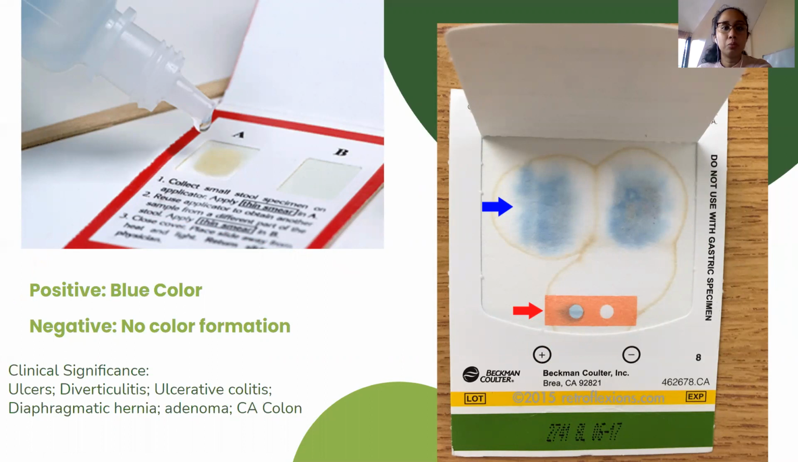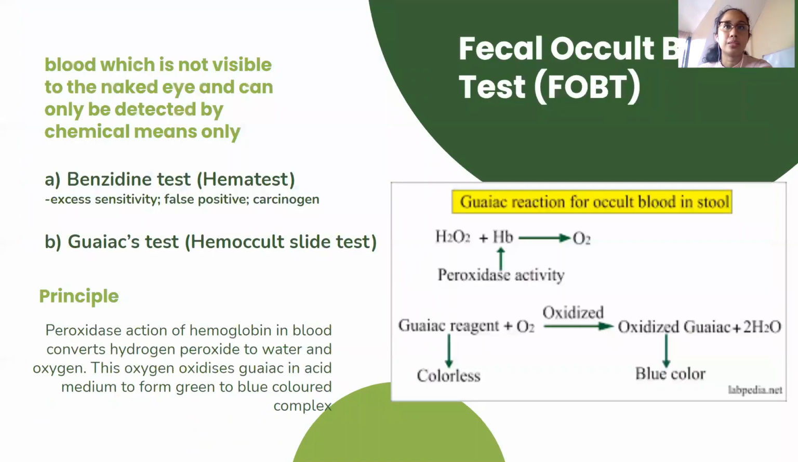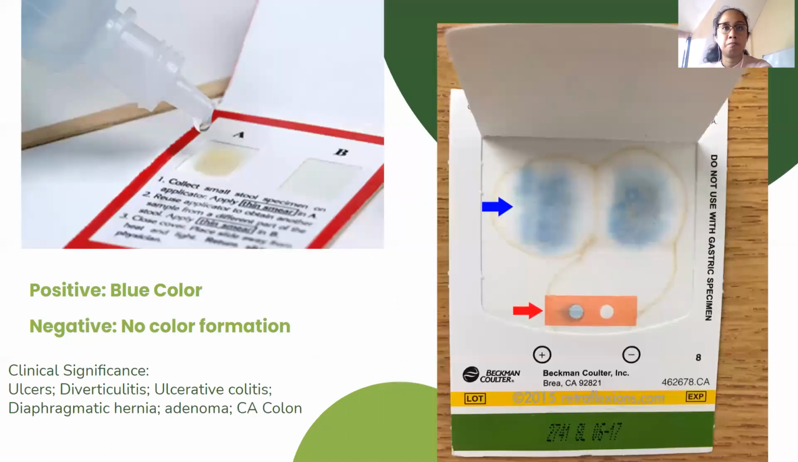Class, adenomas are tumors from the glandular cells. We have cancer of the colon. We have diaphragmatic hernia. So, class, Guaiac test, FOBT, or occult blood test are all the same.